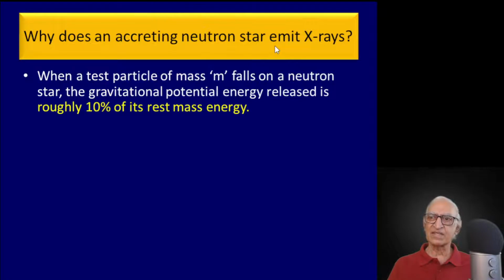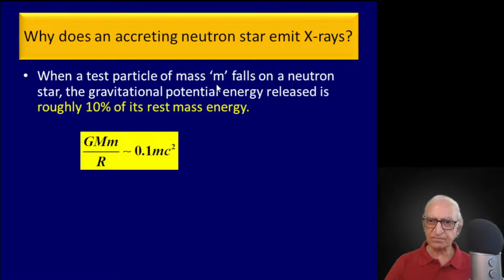Now, why does an accreting neutron star emit X-rays? When a test particle of, say, mass m, say an electron, falls on a neutron star, the gravitational potential energy release is roughly 10% of its rest mass energy. Where does this come from? The gravitational potential energy of mass small m is GMm divided by r, where capital M is the mass of the neutron star and r is the radius of the neutron star, roughly 10 kilometers in size.